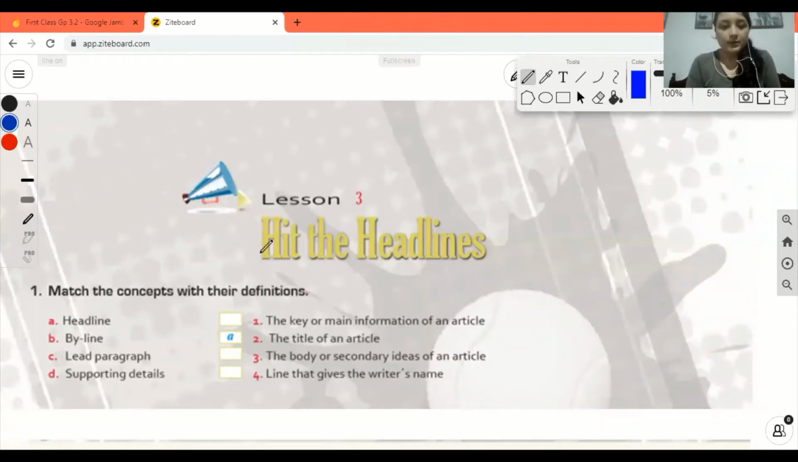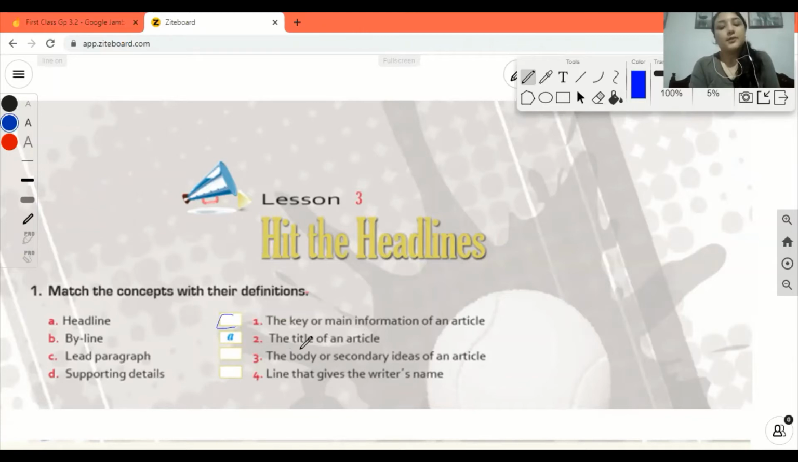What is the first one? The key or main information of an article is the lead paragraph. It contains the key or main information of an article, right? The second one, the title of an article, is already done. It's a headline. Okay, it's pretty easy.